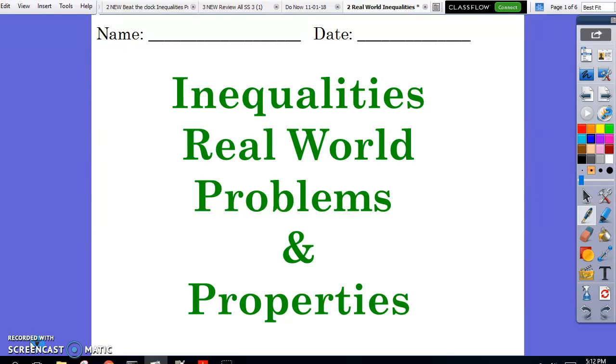Today we need to finish up our materials on inequalities. We will first discover properties of inequality, and then we will discuss how to handle real-world or word problems in inequalities.